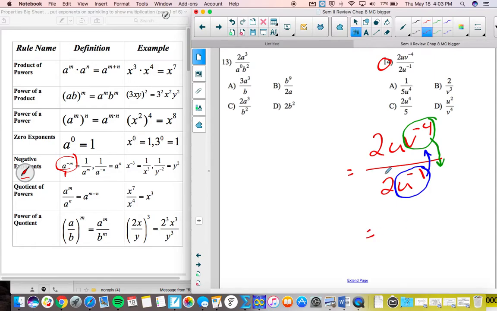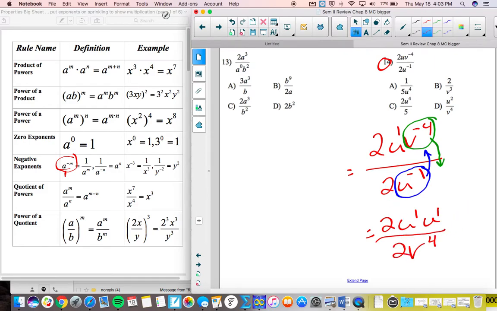So we get 2u to the 1. Right there is u to the 1. And then this traitor is going up, and its exponent of negative 1 that identifies it as a traitor becomes positive once we move it. Just like this exponent becomes positive once we move it.